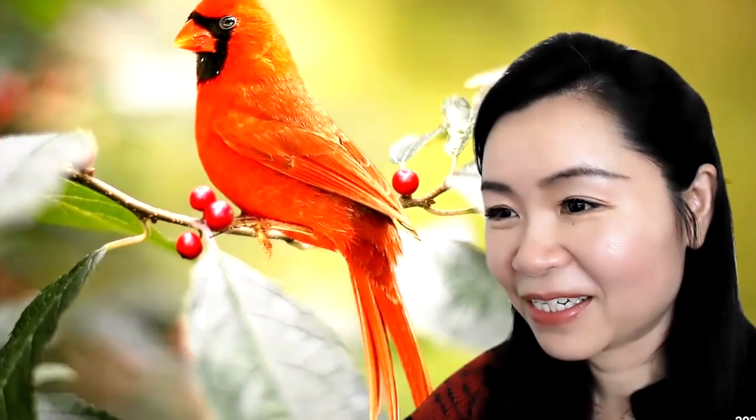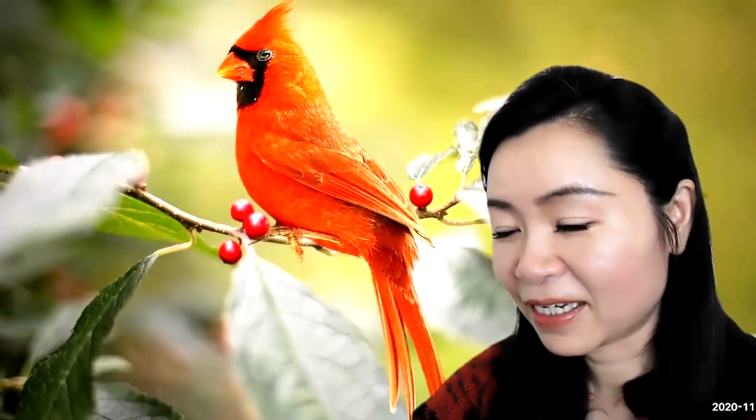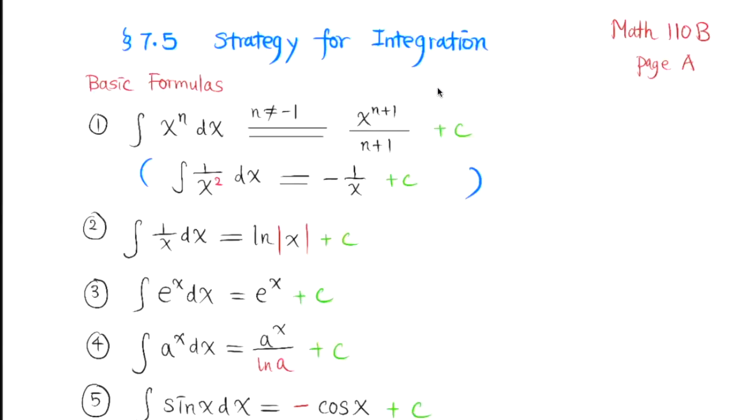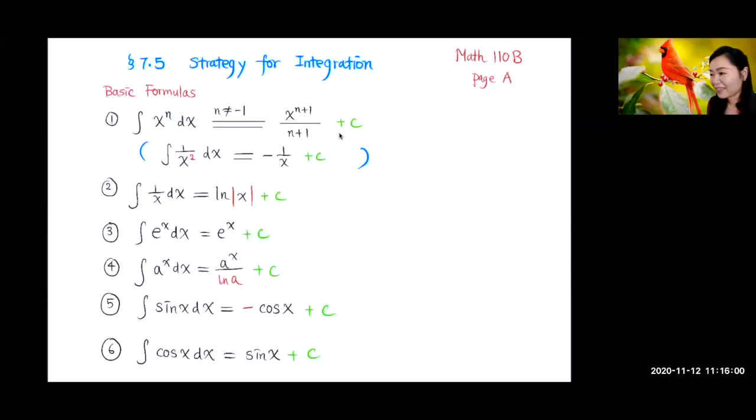Alright, so I'm going to go to 7.5 now, okay? Alright, so 7.5, we're going to talk about strategy for integration. In chapter 7, we learn about different strategies, and also in 110A, we learn about u-sub, right? Okay, so we're going to put all these things together, and then we're going to summarize, okay?